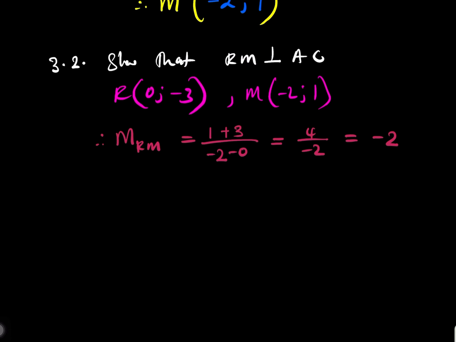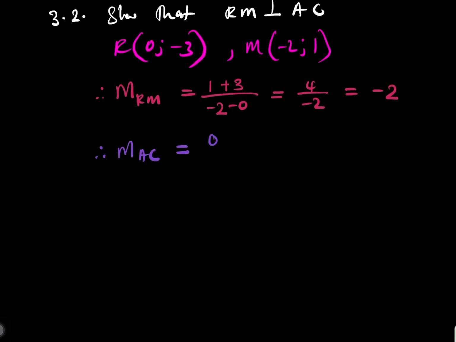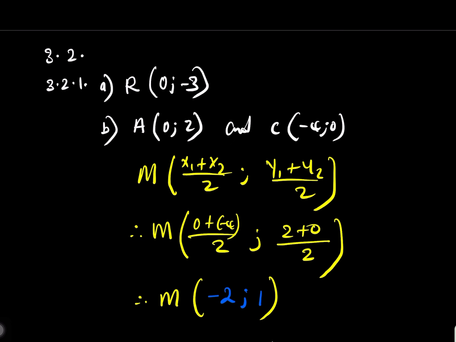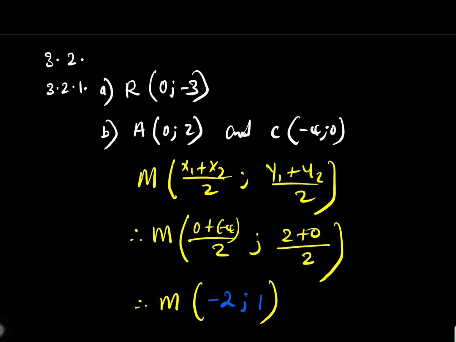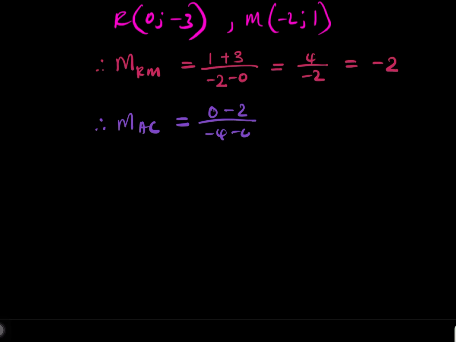Now, we need to find the gradient of AC. So the gradient of AC here, let's see what we get. We do see AC points are here. So it's going to be 0 minus 2 divided by, let's see, minus 4 minus 0 for AC. So that is minus 4 minus 0. And as a result, we get negative 2 in the numerator over negative 4 in our denominator. And thus, this gives us a value of half.